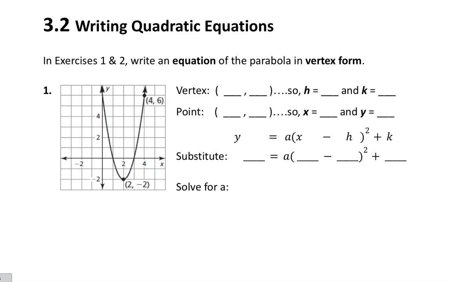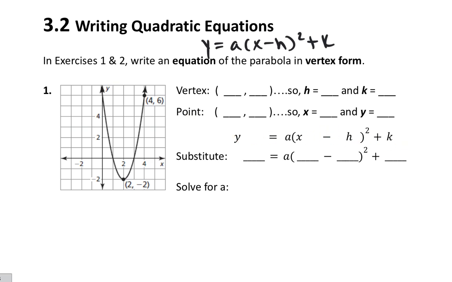Okay, so for this lesson, we are doing writing quadratic equations. There's 3 different forms, so we're going to go through all of them, and we're going to do it by hand. So the first one is vertex form, which gives you the vertex. Remember, the vertex is h and k. This is what the vertex form looks like. It's also down here.